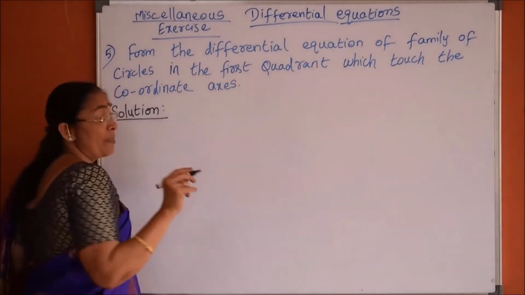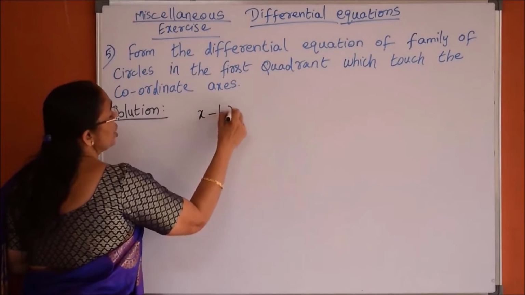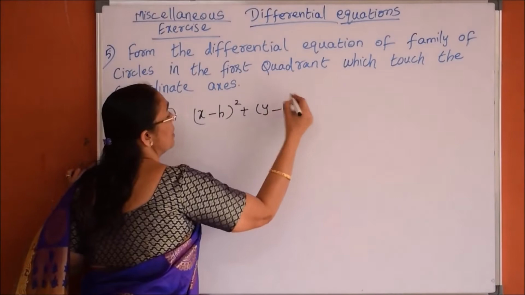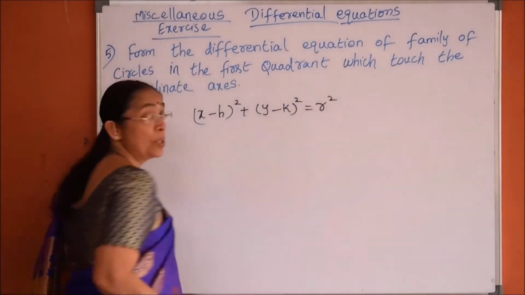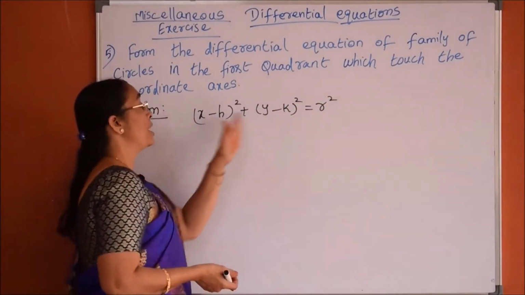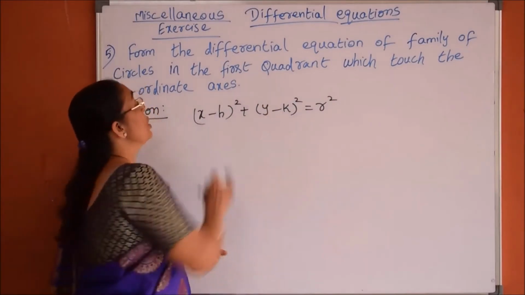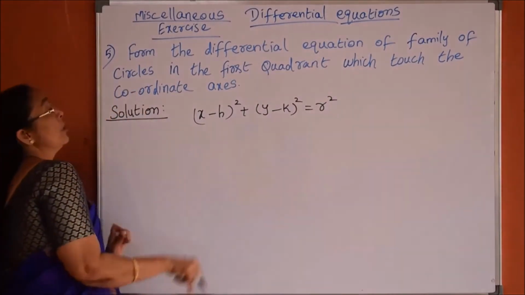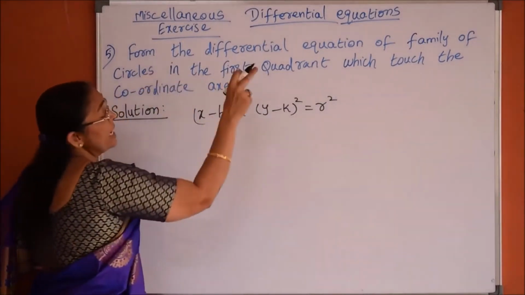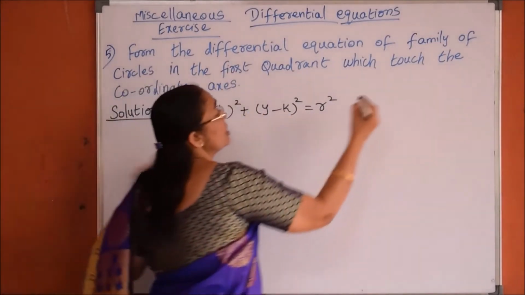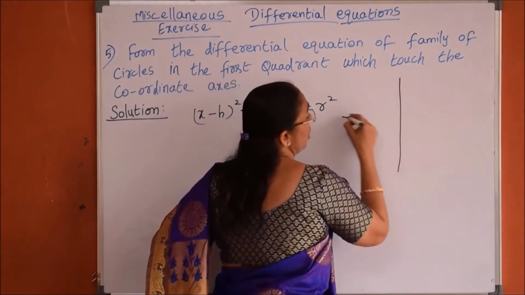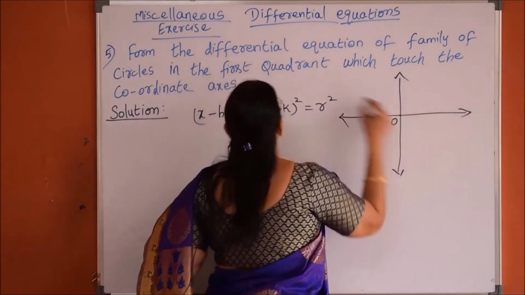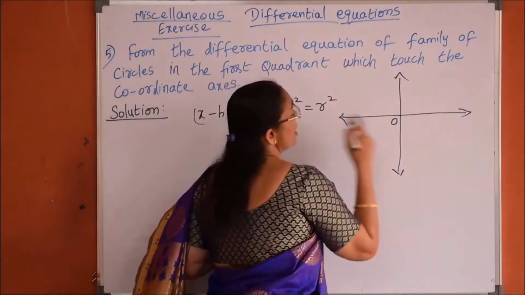Now the general equation of a circle with center (h, k) and radius r is (x minus h) whole square plus (y minus k) whole square equals r square. Now we will have here 3 arbitrary constants, but using the given conditions we can eliminate some arbitrary constants. Let us see the condition again. We need the family of circles. How are the circles? The circles are in the first quadrant and they touch the coordinate axes.